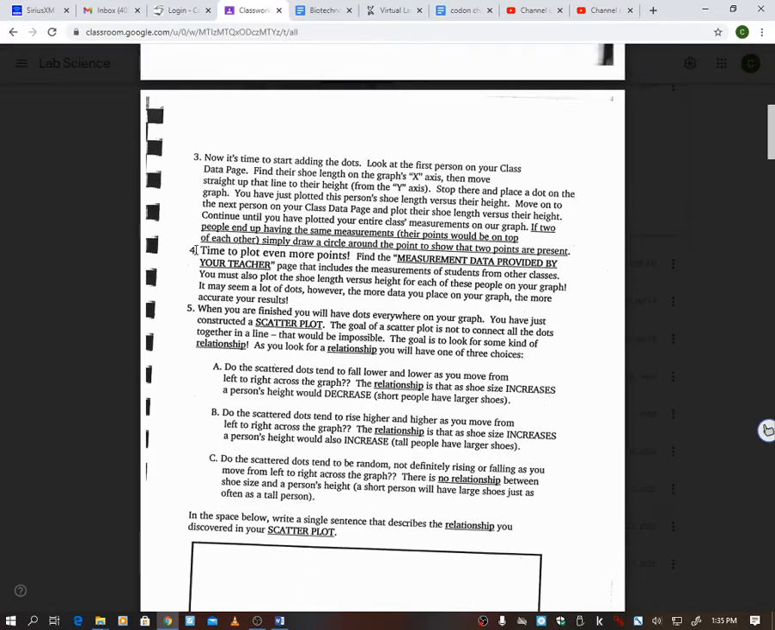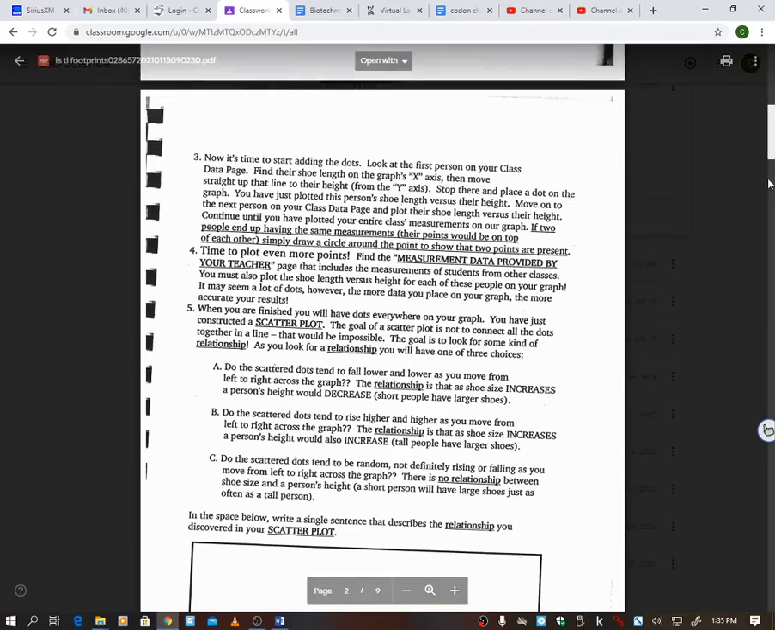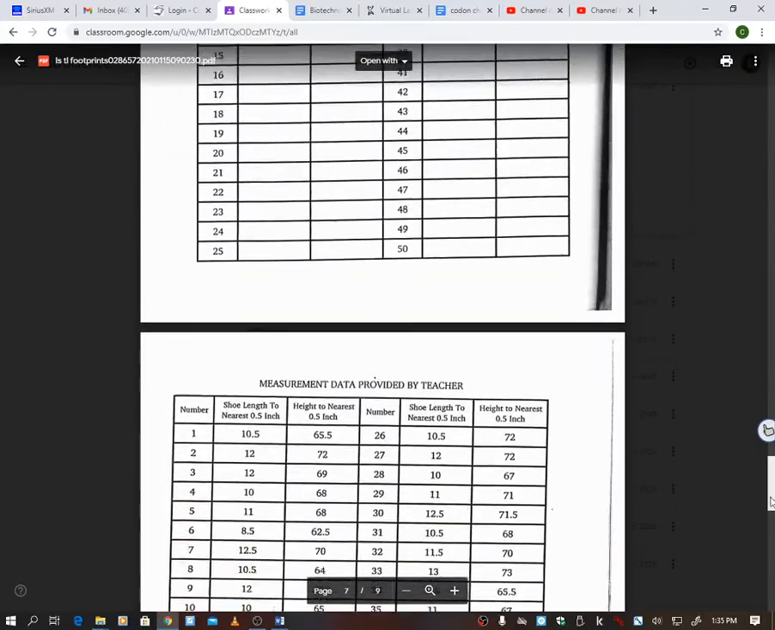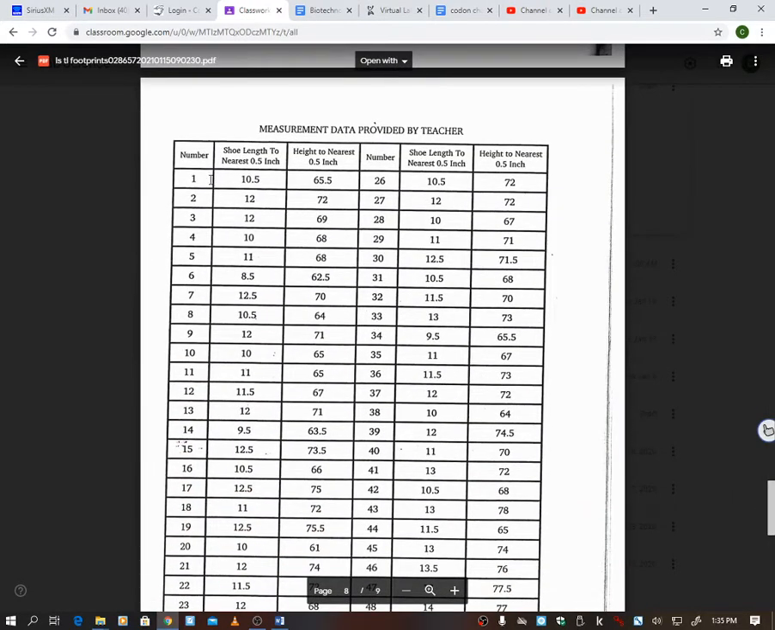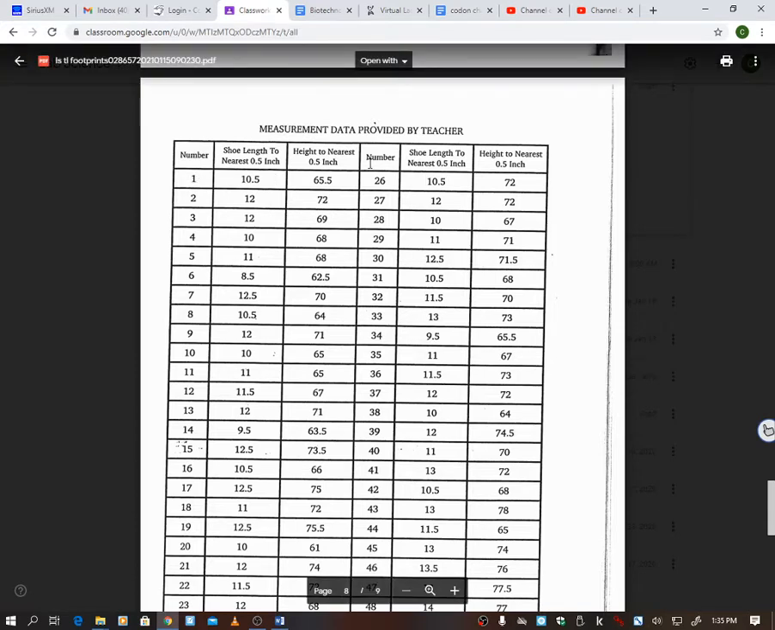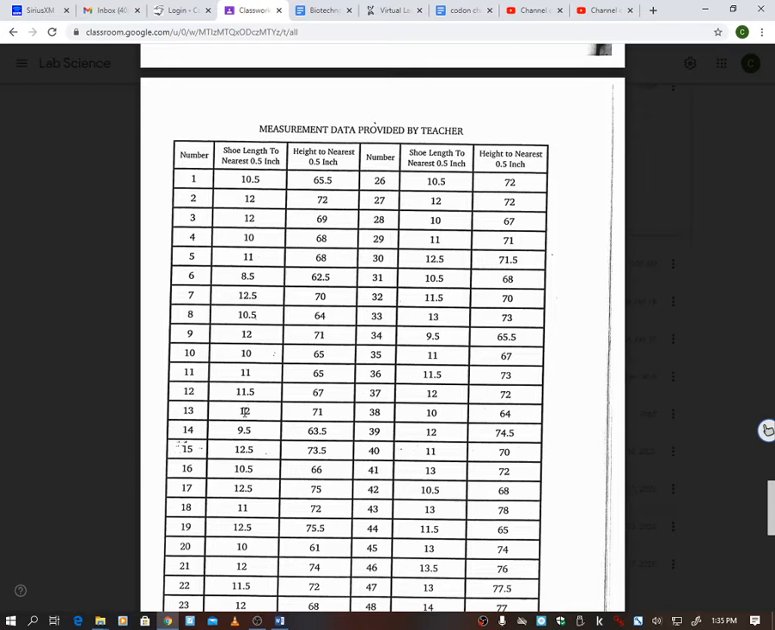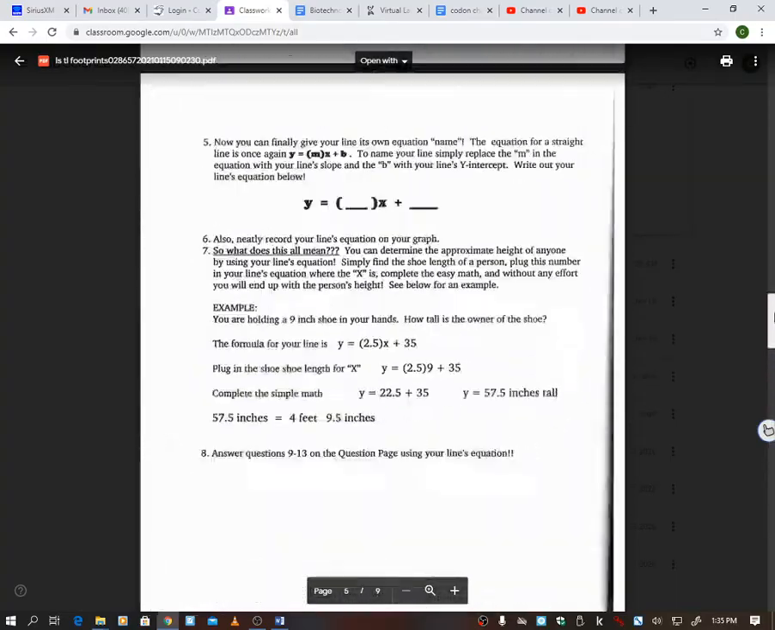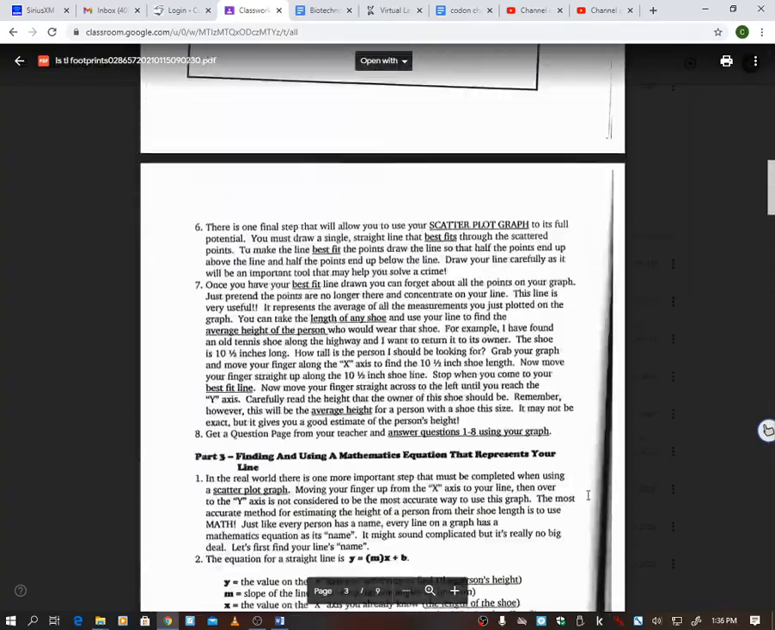So number 4 says time to plot even more points. Find the measurement data provided by your teacher. Guys, this is a lot. I know it's a lot. Every year they do it, they get through it. So what I would suggest is that as you plot this, as you graph this, you mark it out. All right, because it can get tricky if you don't do that. If you get down to 15, you plot it, and then you're like, where was I at? I can't remember where I was at. I don't know the last one I did. And it happens. I do that. So I think it's important that you mark them out as you go. Of course, it's up to you what you want to do, but that would be my suggestion.